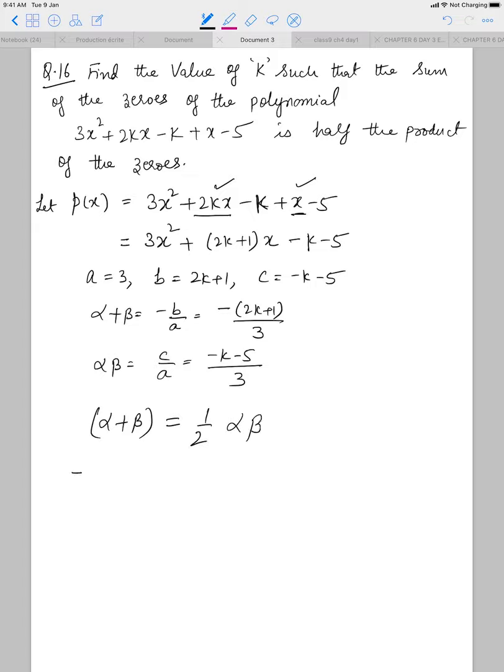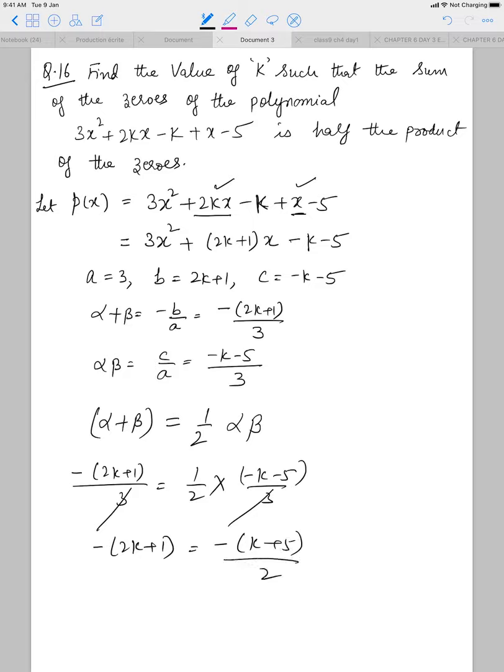Now put the values here. Minus (2k plus 1) upon 3 is equal to half into (minus k minus 5) upon 3. This 3 and 3 will get cancelled. So minus (2k plus 1) is equal to (minus k plus 5) upon 2. Minus and minus will also get cancelled. Now cross multiply, I'll get 4k plus 2 is equal to k plus 5. That gives you 3k is equal to 3, and this implies k is equal to 1.